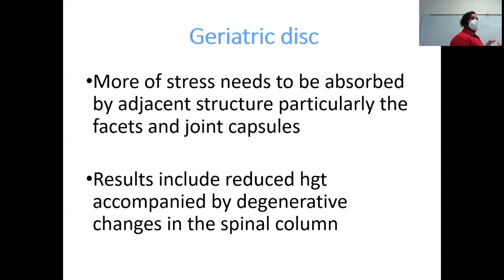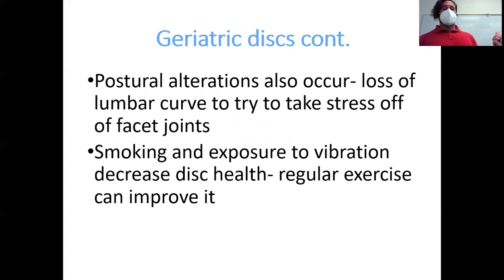So we're going to naturally have to take on more of the force with the facet joints because we're not going to have the same amount of padding. And yes, we can have reduced height and we can have some degeneration in our spinal column. Now, this in turn can cause changes in our posture. So we lose that lumbar curve, so they have this kind of flat lower back. And depending on what you're around, it can also cause issues with our overall back health.